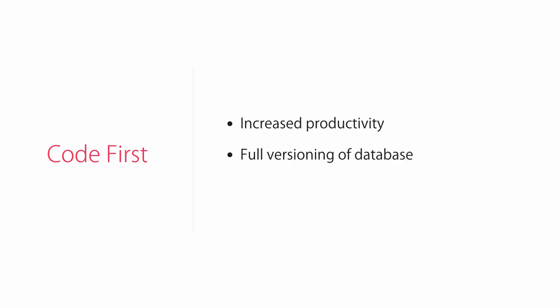The second reason I prefer code first is because we get the full versioning of our database, and we can migrate it to any version at any point in time. So if you're maintaining an older version of an application, we can migrate the database to an earlier state. In code first, we use migrations for that, which I'm going to cover next.